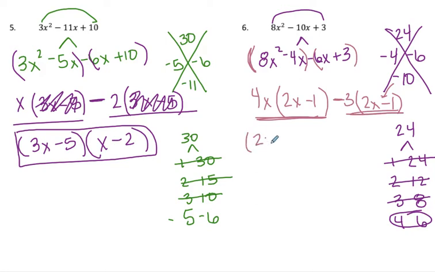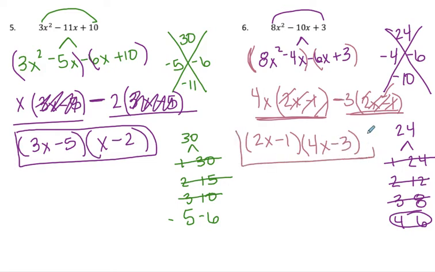So I'll bring out my 2x minus 1 from the binomial that matches on both terms here. And what's left over is 4x from the first term and a -3 on the second term. And so remember, on each one of these, we can distribute back and check. 3x times x, 3x squared. 3x times -2, -6x. -5 times x, -5x. -5 times -2 is a +10. And we could check it on this one as well.